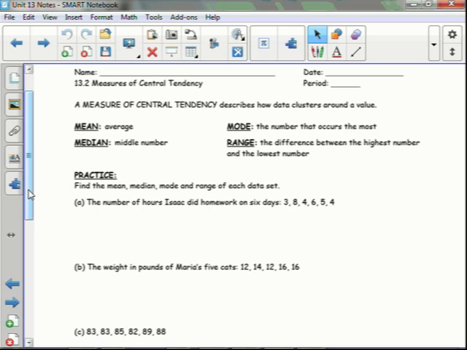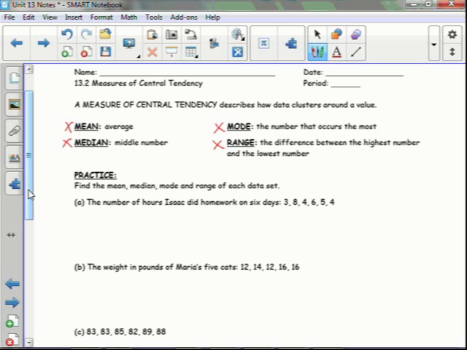And as you can read here in your notes, what we're looking at is how data clusters around a value. And we have 4 things that we look at when we're doing measures of central tendency. We've got the mean, which is the average. We have the median, which is the middle number. The mode, the number that occurs most often. And then the range, it's the difference from the highest to the lowest number.